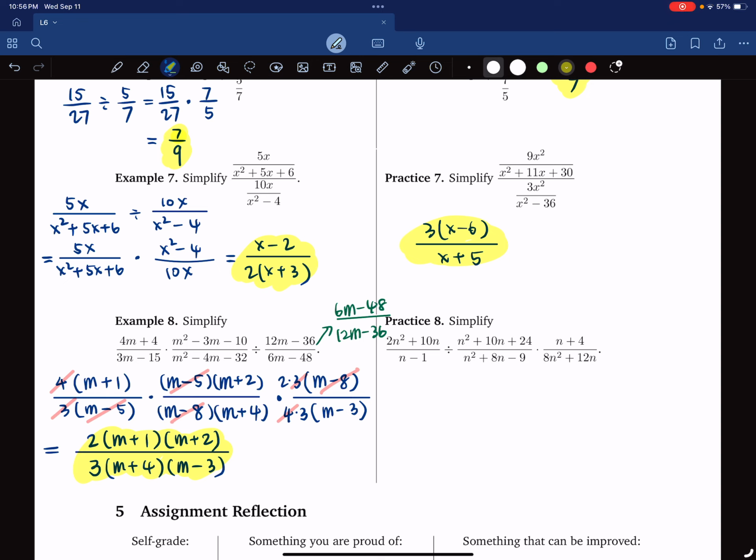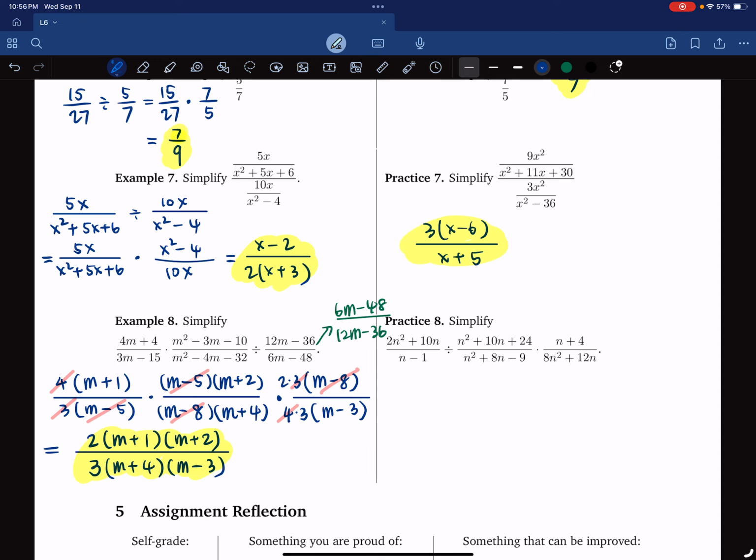And now let's complete practice 8. So please take your time. This one does look complicated and there are a lot of factorings that you need to do. When you finish, you could restart this video and check if your answer is right.